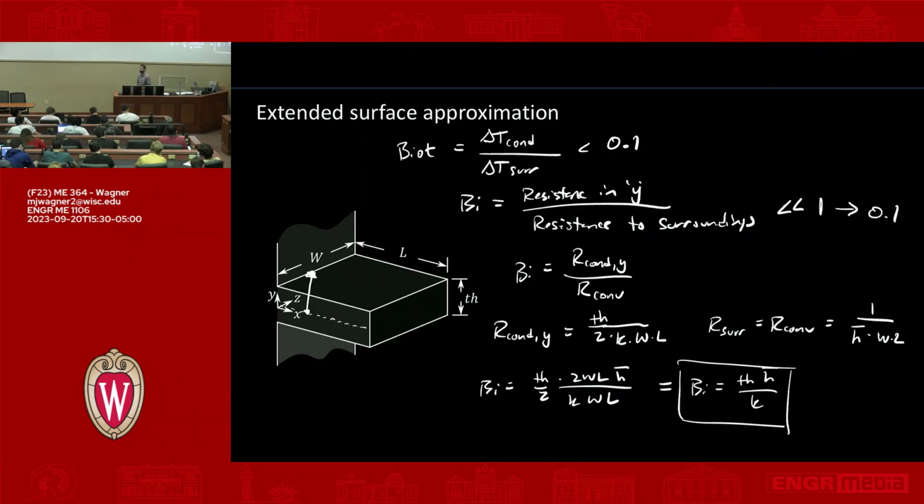So I can compute whether or not this can be approximated as a 1D extended surface if this number is small. Question? Where are you getting the second 2 from? The second 2. You mean here? No, in the Biot number, the simplification. Oh, let's see. Did I add a 2 in there? Thickness over 2, 2WL. Yeah, I think I added a 2, sorry. Let's be careful here. So that's thickness over 2 over 2.